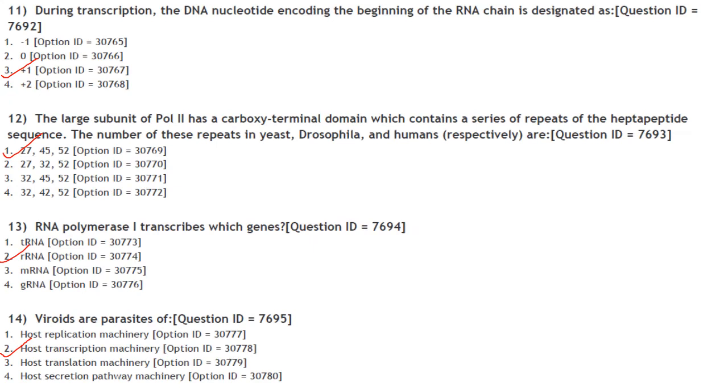Then, during transcription, the DNA nucleotide encoding the beginning of the RNA chain is designated as. The site on the DNA from which the first RNA nucleotide is transcribed is called the +1 site. Answer is option 3.